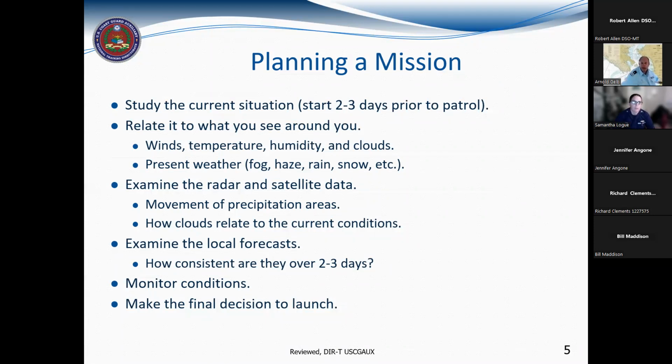Day of, again, check the weather. What are the winds? What's the temperature? What's the humidity? What are the clouds like? Do you have all the gear that you need for the weather and the conditions that you're going out in? Making sure your crew is taken care of. Are you going to have fog, rain, snow?